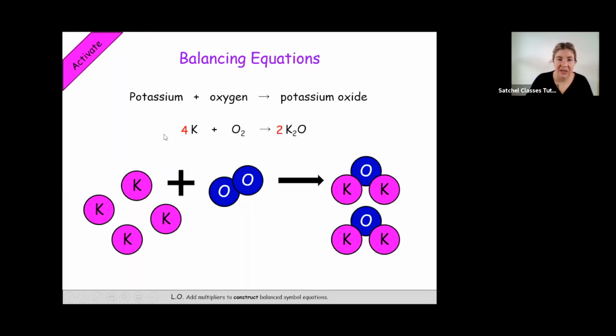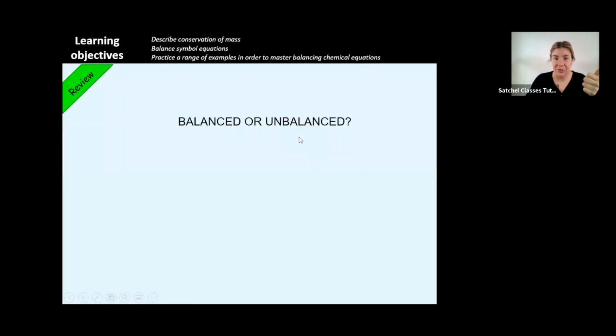So on the whole of the left-hand side, I've got 4 potassiums, and on the whole of the right-hand side, I've got 4, because 2 times 2 is 4, okay? On the whole of the left-hand side, I have 2 oxygen atoms, and on the whole of the right-hand side, I have 2 oxygen atoms. Again, remember this big number means all of that is multiplied by 2. Really well done if you did that without any help. I'm really impressed.